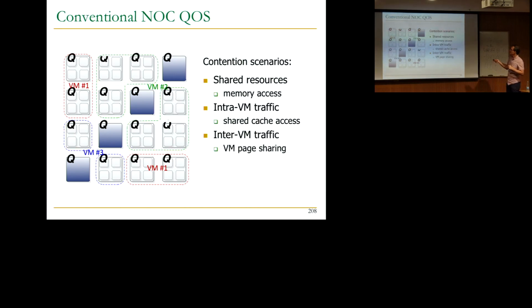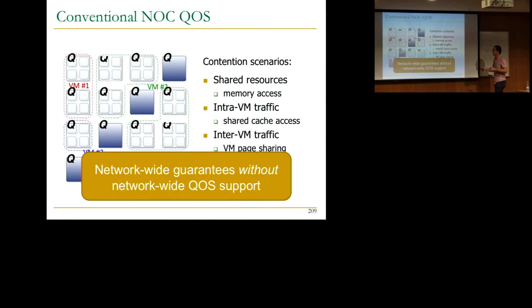OK. Basically, you have a contention inside the shared resources for memory access. Intra-virtual machine traffic, you have shared cache access. That leads to contention. And you have inter-virtual machine traffic, where you may have page sharing across virtual machines, and that leads to contention. So when this virtual machine is trying to access this shared resource, let's say memory controller, this other one may also be trying to access that shared resource, and they're going through these routers, and you need some quality of service. They contend with each other.